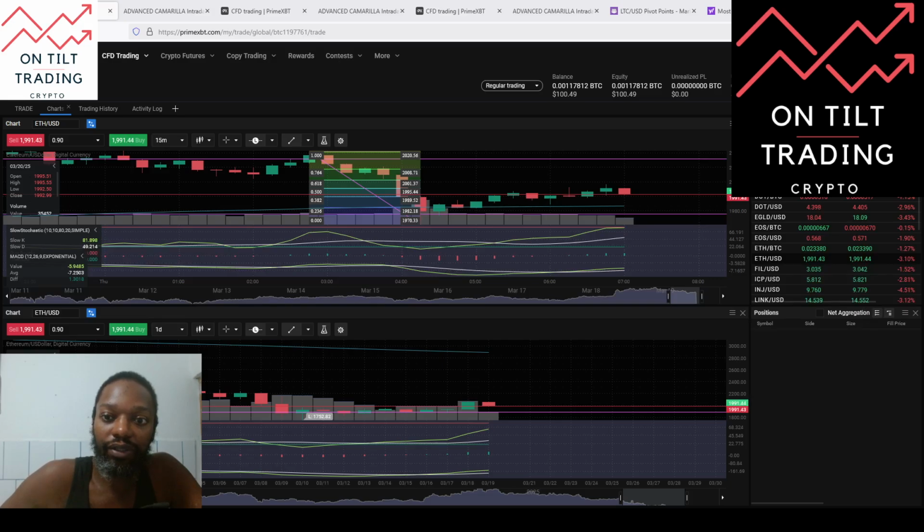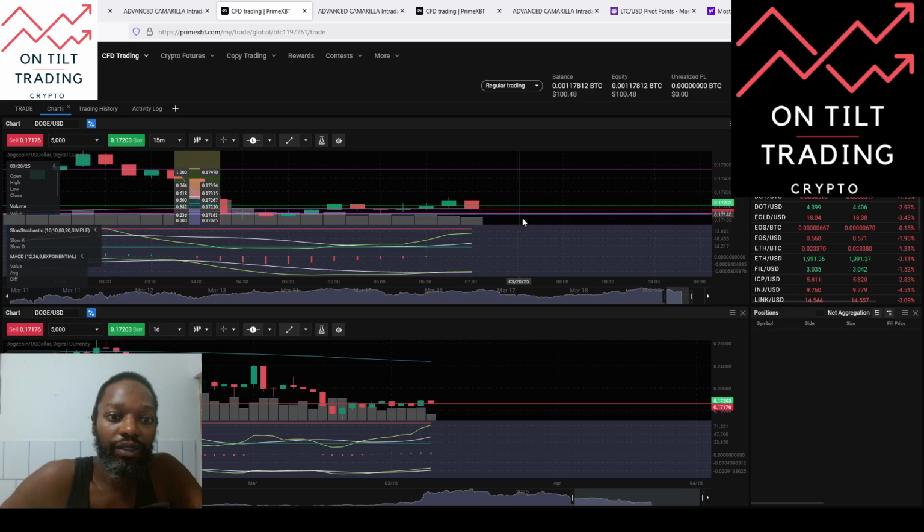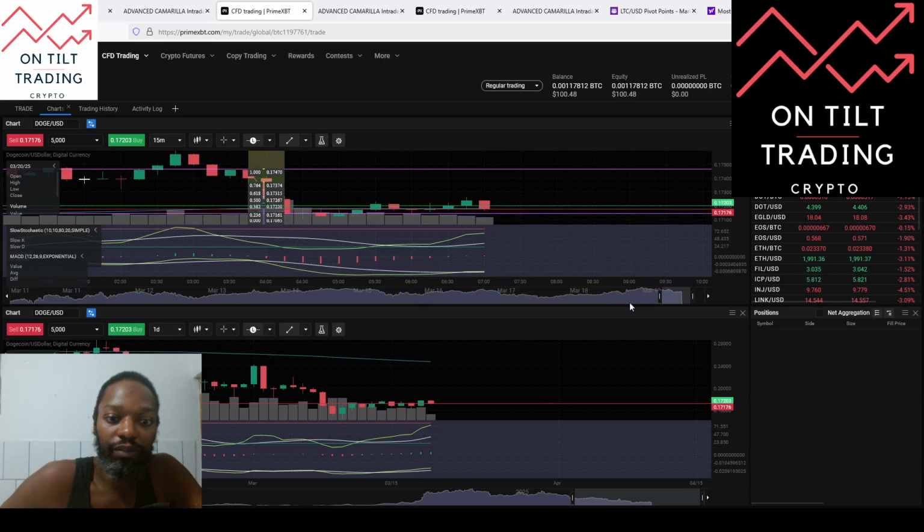But we'll keep an eye on this and see how this trades, if we can get some pullback here after the open, and then get the sellers to come in and sell this currency pair off. But we'll see how it goes today. Next up, we'll take a look at Dogecoin. So Dogecoin, very similar setup to Ethereum.